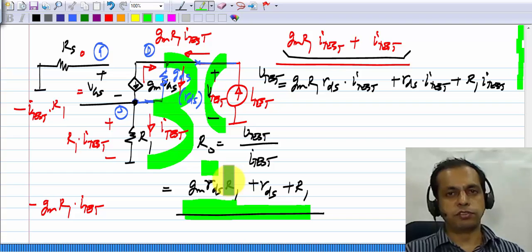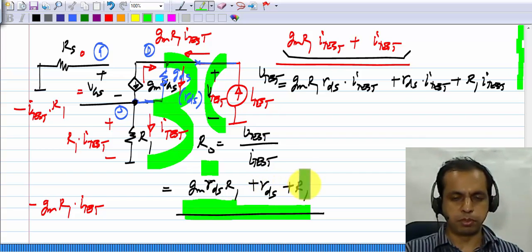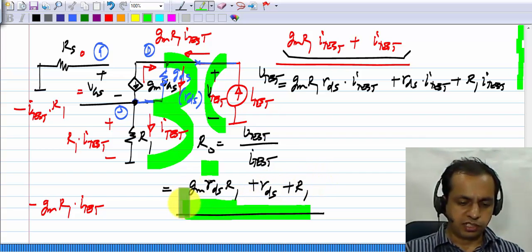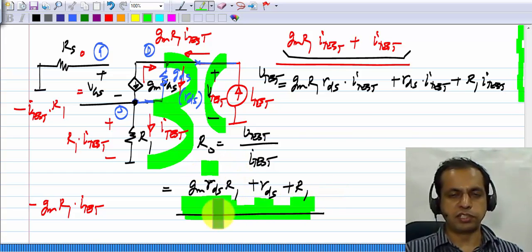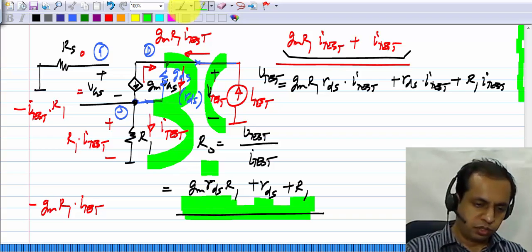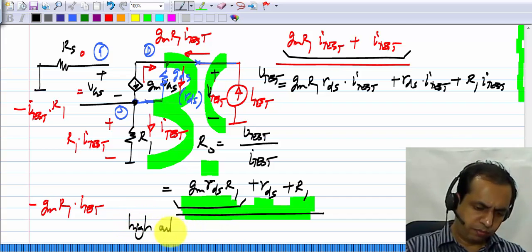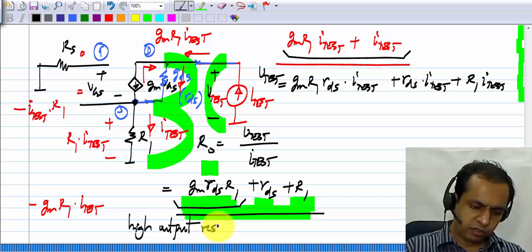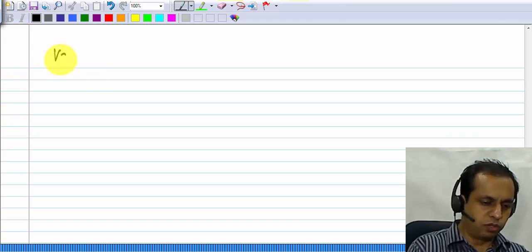The output resistance of just a single transistor is RDS. The output resistance here is GM R1 times RDS. And there are some extra terms here, RDS plus R1, but you can see that this number here is much more than either this one or that one. In most reasonable cases, the transistor of course is assumed to be in the saturation region. Okay. So this gives you a very high output resistance. Okay. So in summary, our voltage controlled current source.